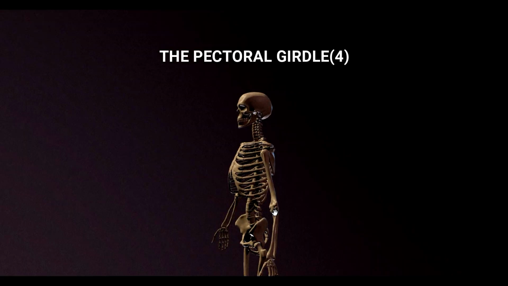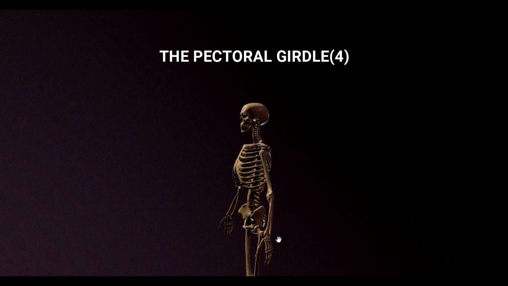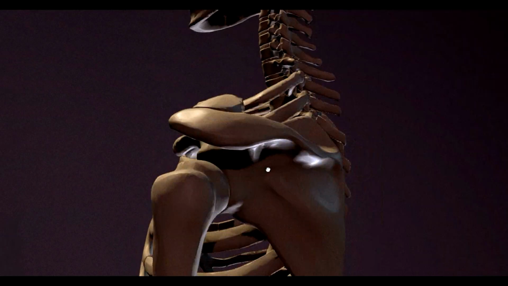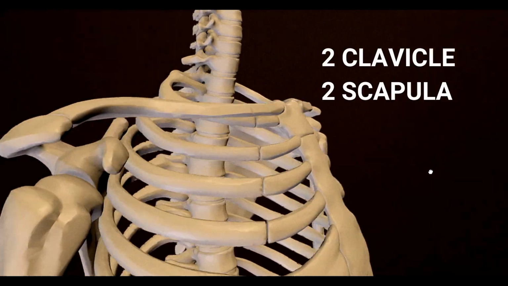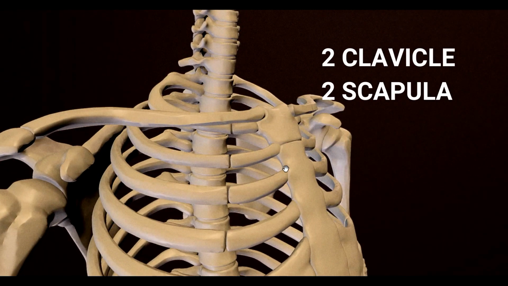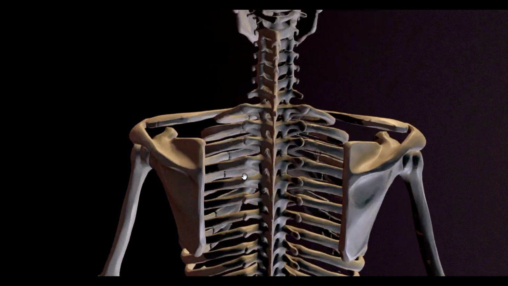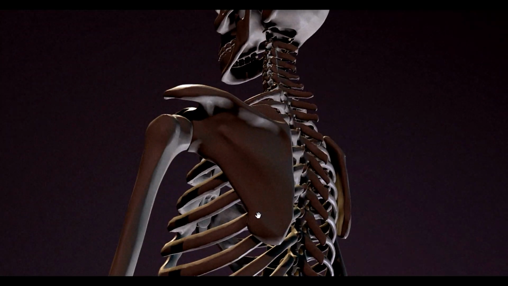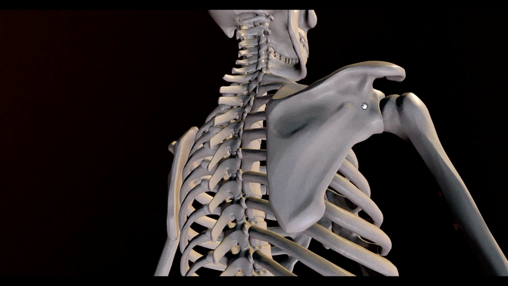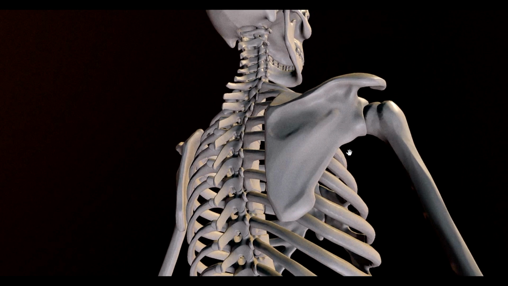The pectoral girdle has 4 bones. This right here is the pectoral girdle. We have 2 clavicles and 2 scapulae. Which is the clavicle? This collar bone is also called the clavicle. This bone, 1 bone on each side. And 2 scapulae. Scapula means the shoulder blades. These blades are called the scapula. So this forms the pectoral girdle.